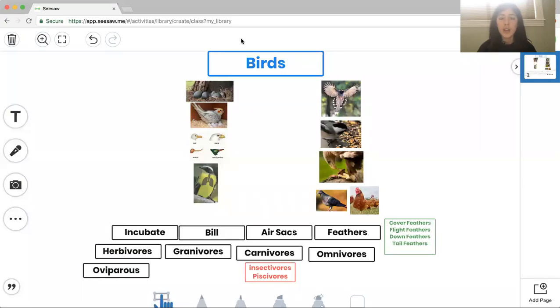Hi, kindergarten friends. This week we are going to be talking about a new animal group. So far, we've talked about mammals. Last week, we talked about reptiles. And now, this week and some of next week, we're going to be talking about birds.